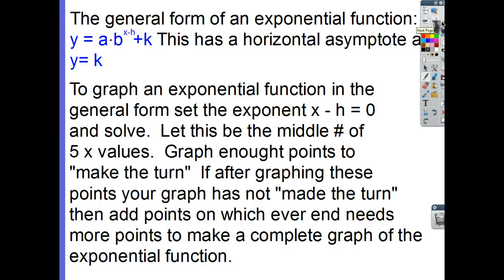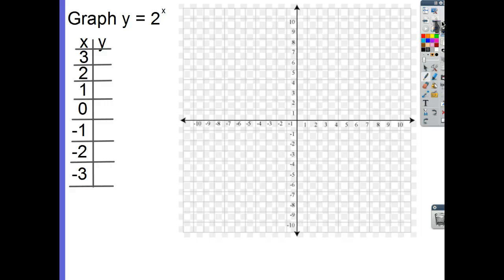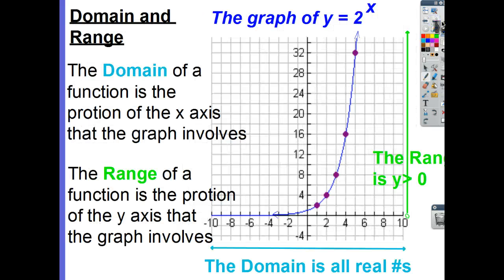Okay, next screen. I'm going to scoot over here to the next screen and include this little talk about domain and range of a graph. So what I have right here is the graph of y equals 2 to the x. When we talk about the domain of a function, it's the portion of the x-axis that the graph involves. So let's take a look at this, and we see this graph right here, and you see the little arrow right here, that this graph is going to go on and on forever. It's getting ever closer to the asymptote, which is y equals 0.